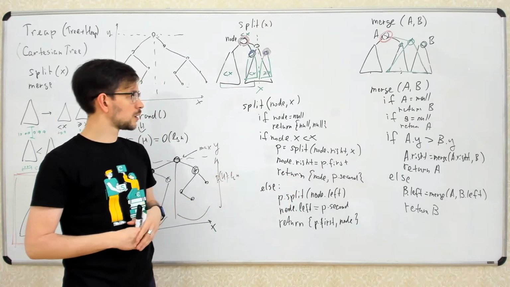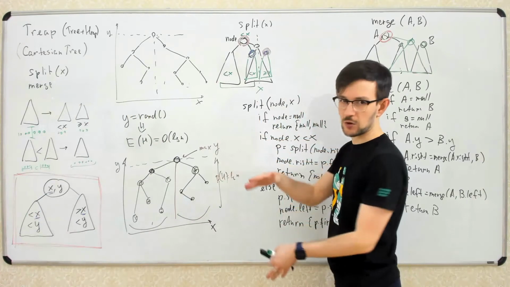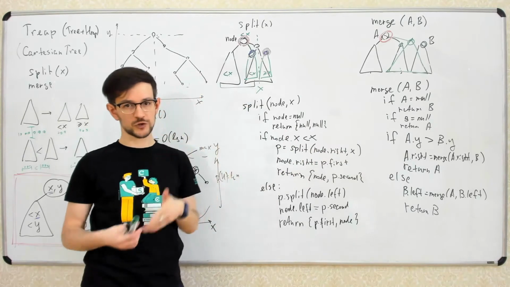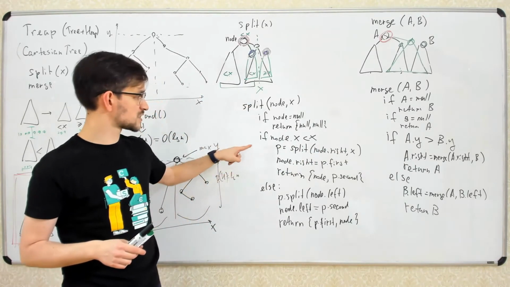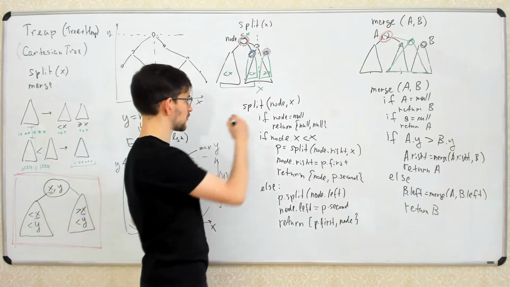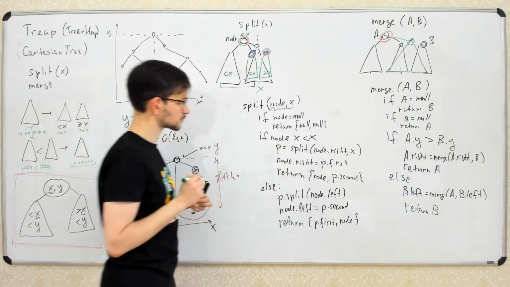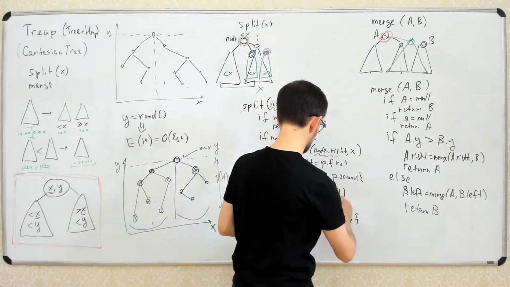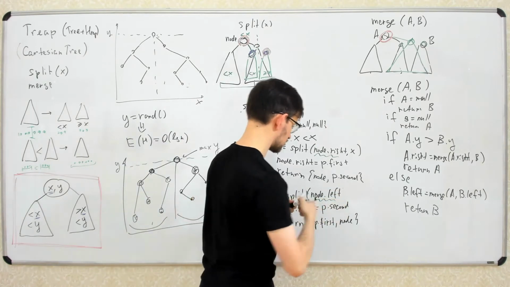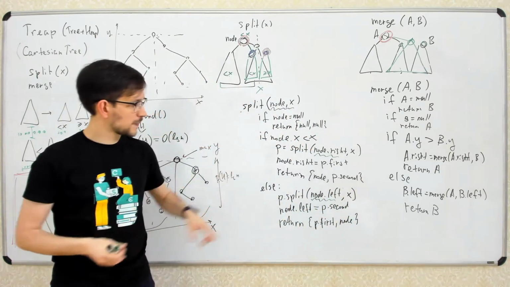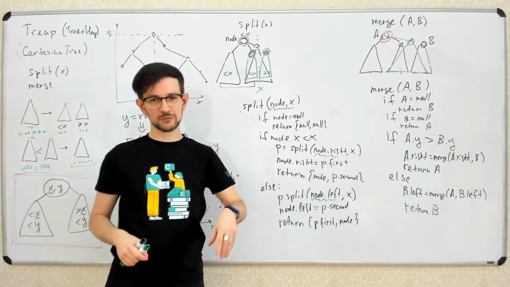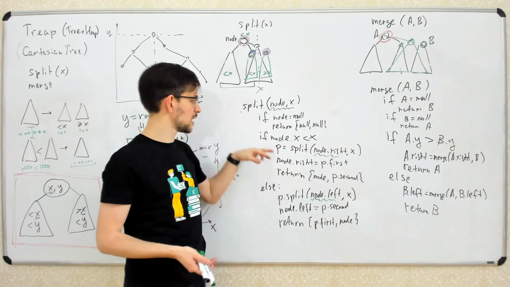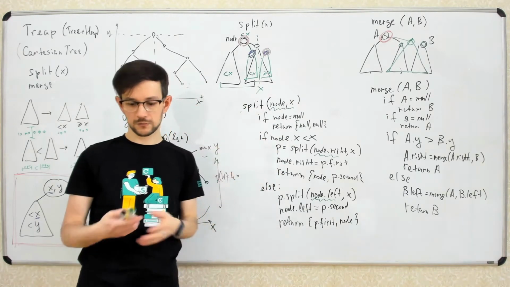Now, if we believe that the expected height is logarithmic, let's prove that the time complexity of both these operations is linear by the height of the tree. Let's look here at this split operation. We have a recursive split operation, split of node and x. Here we have recursive calls, and in both recursive calls, we go to one of the subtrees of node. So each time we go deeper in the binary search tree. So if the height is logarithmic, then the number of recursive calls will be log n, obviously.